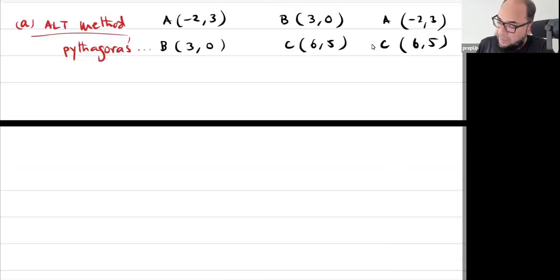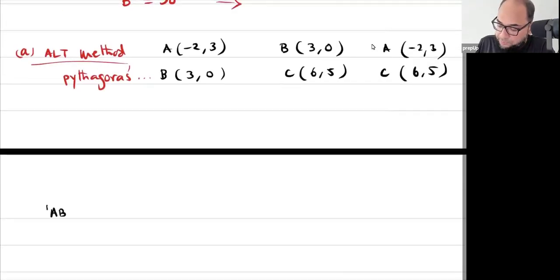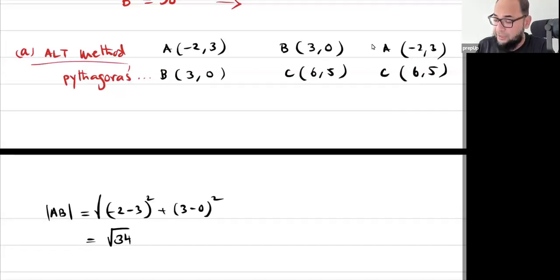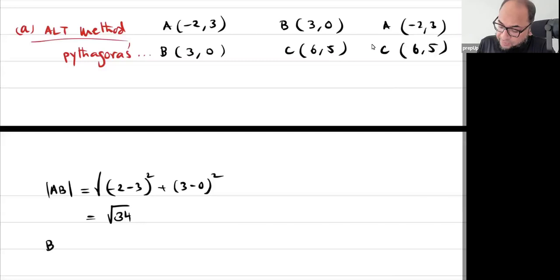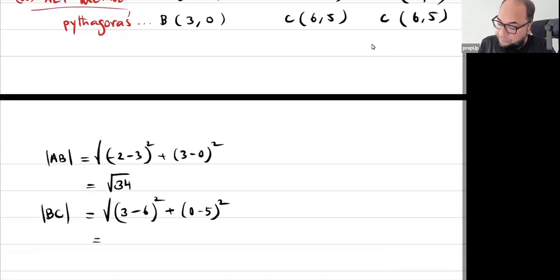So now the magnitude of AB, that is the square root of minus 2 minus 3 whole square plus 3 minus 0 whole square. This is 25, this is 9, that is square root of 34. Leave it as it is. There is no use of calculator. Magnitude of BC, that is 3 minus 6 whole square plus 0 minus 5 whole square, square root. This is 9. This is 25. Again, it's the same thing, that is square root of 34.